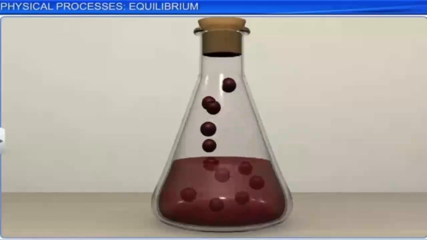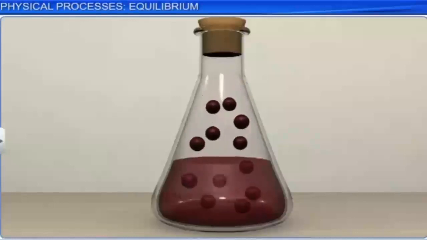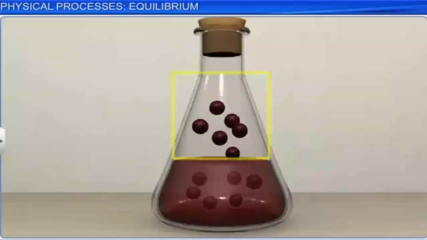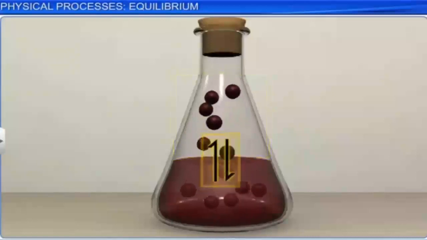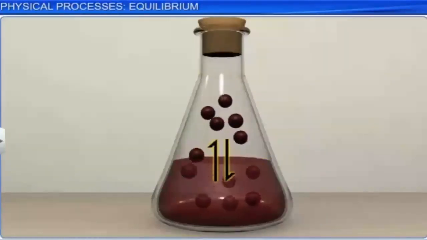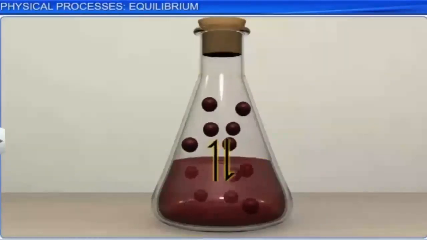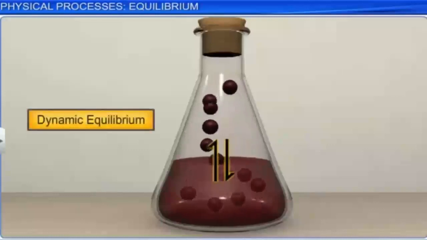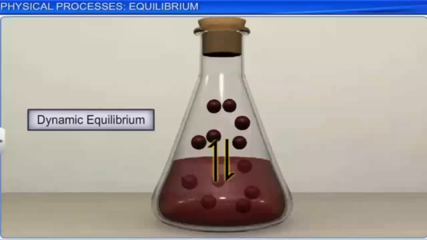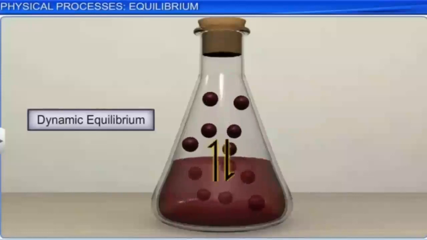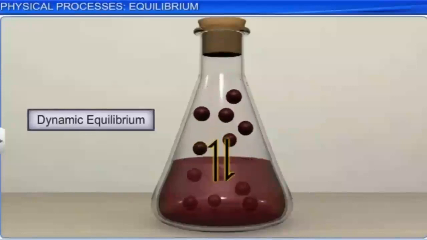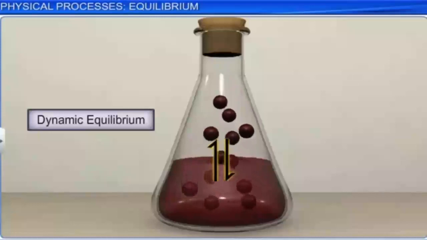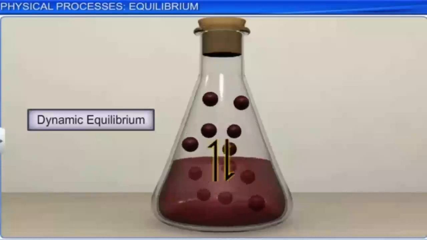In this situation, the concentration of the vapor particles in the air space will be constant even though there is movement in both directions. This equilibrium is, therefore, known as dynamic equilibrium. The opposing tendencies of a reversible change continue to take place with equal rates simultaneously at the equilibrium stage also. Hence, the equilibrium is called dynamic equilibrium.